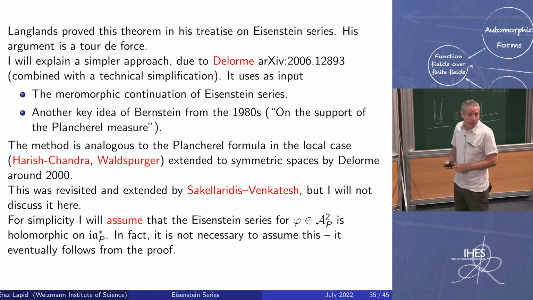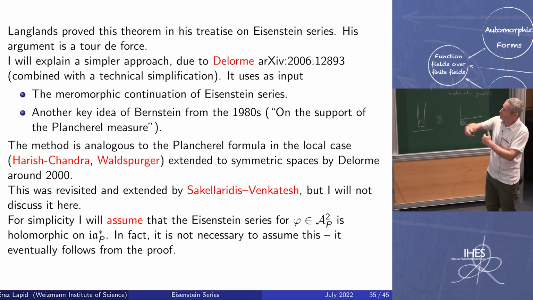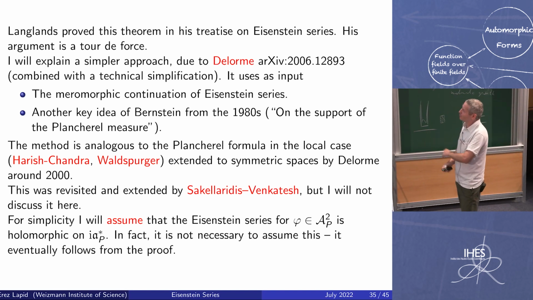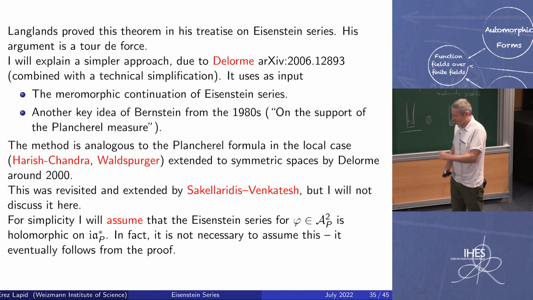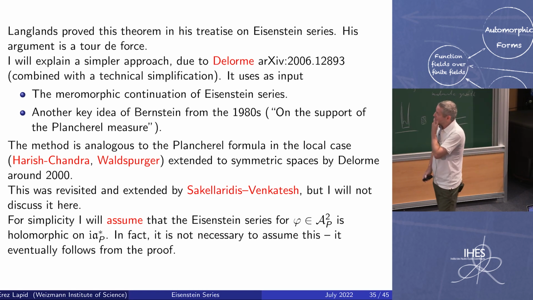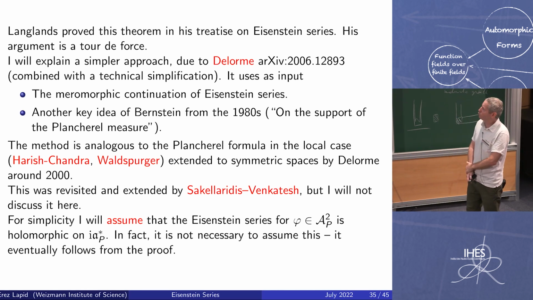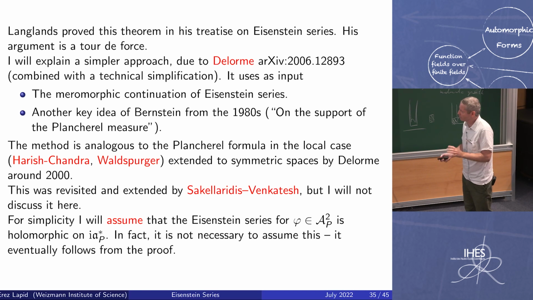The input for that is, of course, the meromorphic continuation of Eisenstein series. In Langlands' case, he only deduced it at the end. He started with cuspidal, but let me not get into that. Another key idea is an idea of Bernstein from the 1980s in his paper on the support of Plancherel measure. So I will explain. The method is analogous to the Plancherel formula in the local case, and there's a lot of literature there.